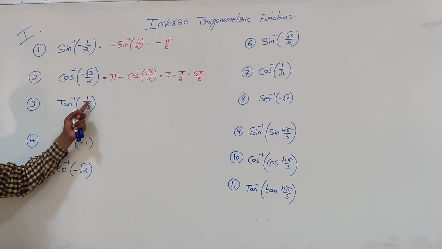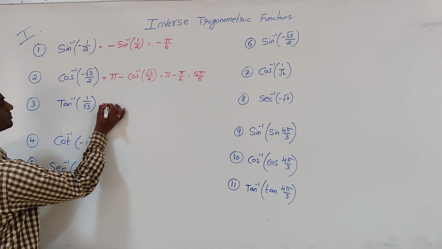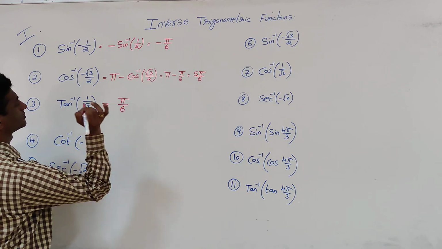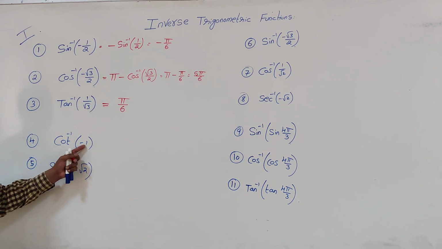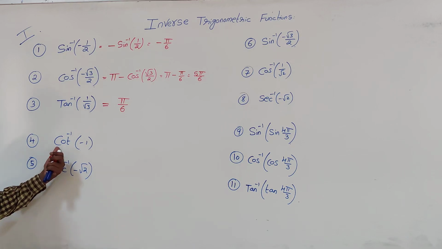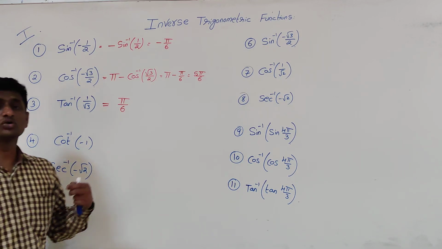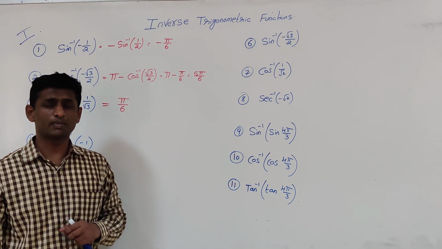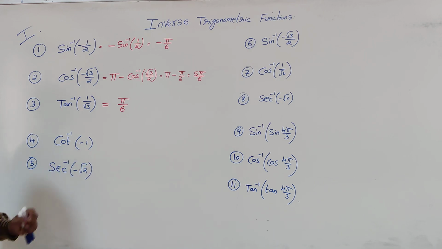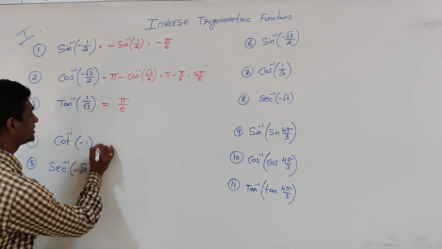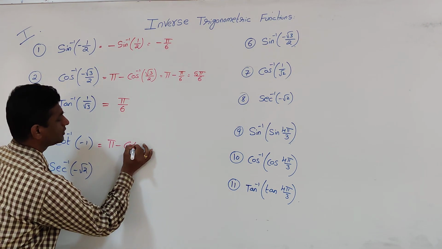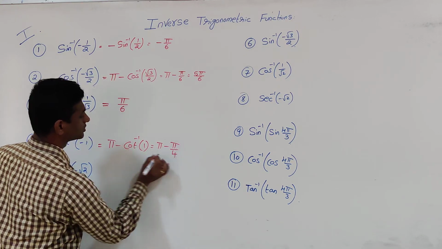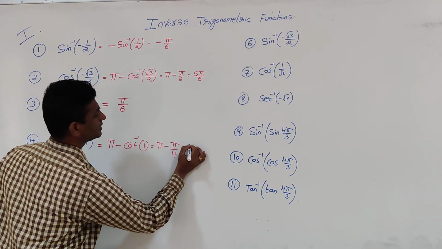Next, tan inverse of 1 by root 3. It's a direct question. It is pi by 6. Next, cot inverse of minus 1. Now we have to find what is cot inverse of minus 1. Cot inverse means the output should lie in the open interval 0 comma pi, but it is in the form of cot inverse of minus x. So cot inverse of minus 1 can be written as pi minus cot inverse of 1. So it is pi minus pi by 4. Cot inverse of 1 is pi by 4, so it will be 3 pi by 4.